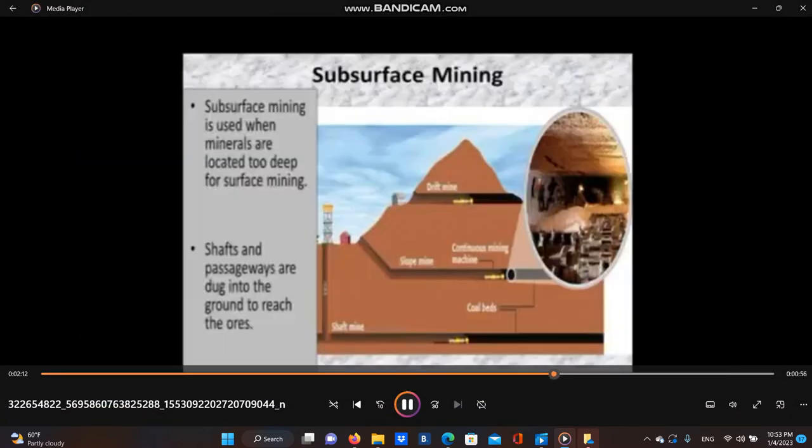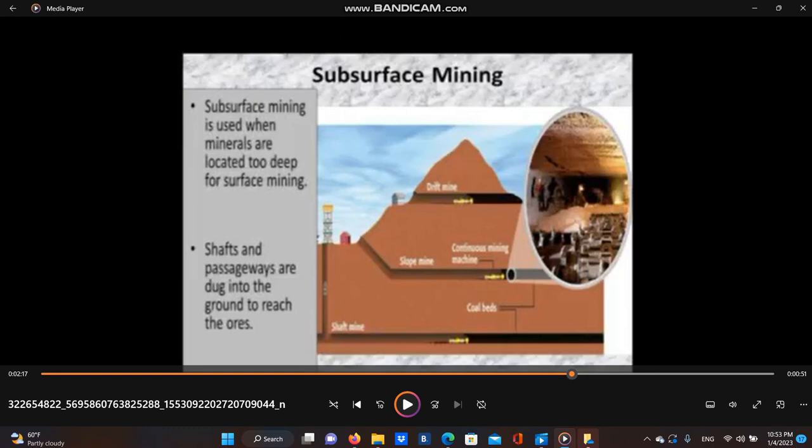Okay, before this we need to know what subsurface mining is, the other type. Subsurface mining is used when minerals are located too deep. The process involves the extraction of a metal or a fossil fuel from the ground and is the best and most well-known mining method.